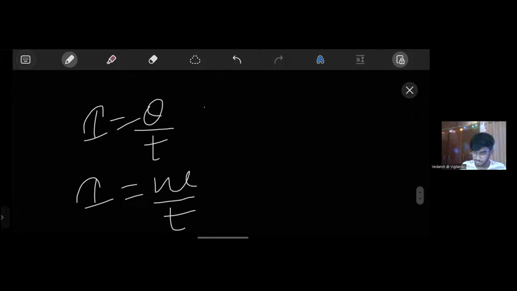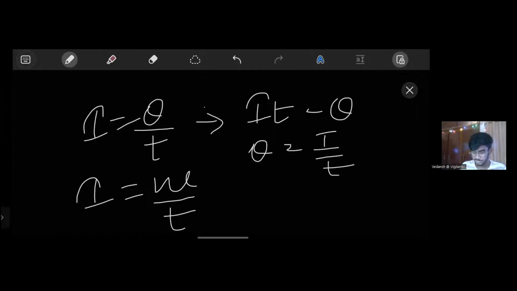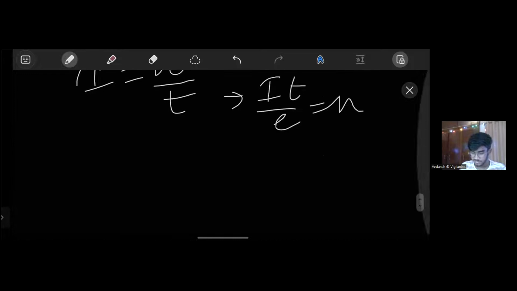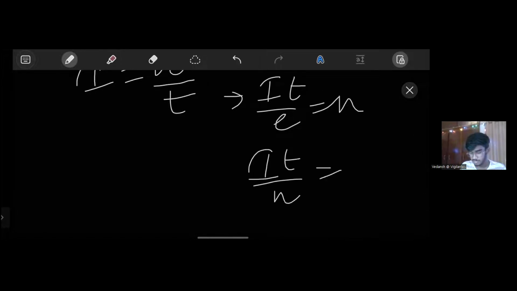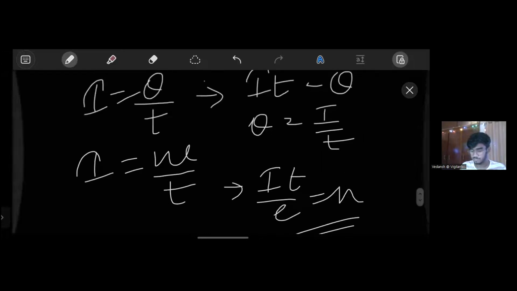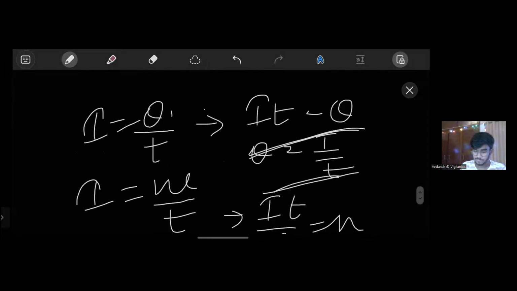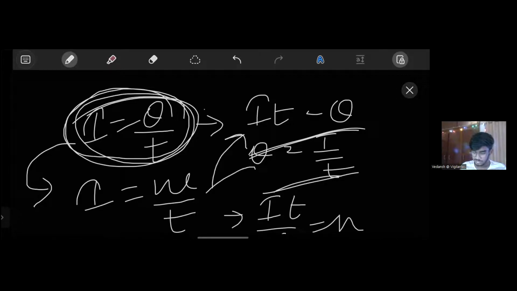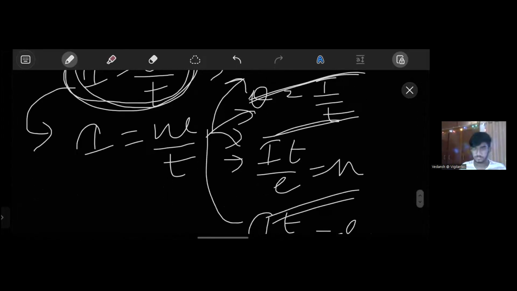So if I transpose this, I can create IT is equal to Q, or I can create T is equal to Q by I. 3 formulas here. In the same fashion, IT by E is equal to N. In a similar fashion, IT by N is equal to E. In this way, you can find out many derivatives of just one formula. This formula we had, I is equal to Q by T. We derived one thing from it, then we derived another thing from it, then the rest are also derived from it. Cool? Isn't it amazing how one formula can lead to so many discoveries and so many solutions?